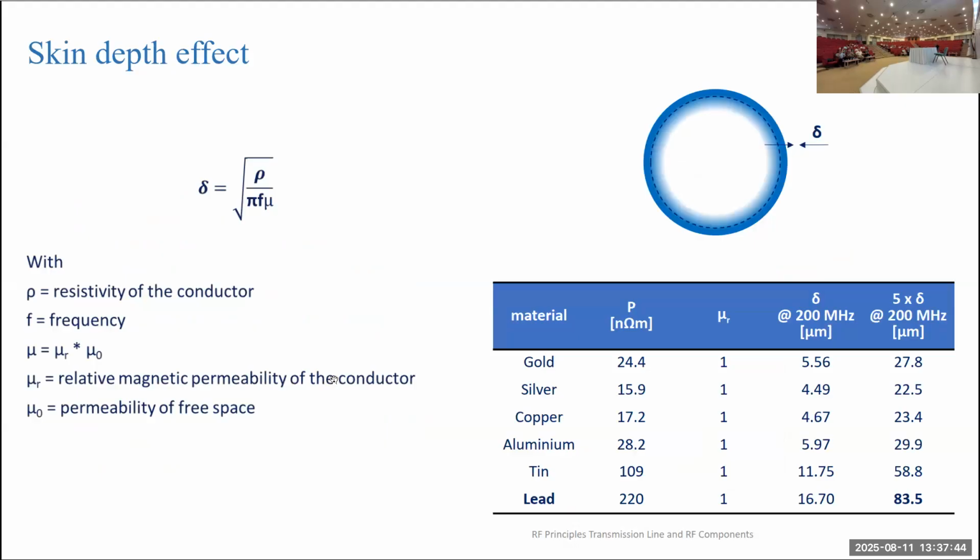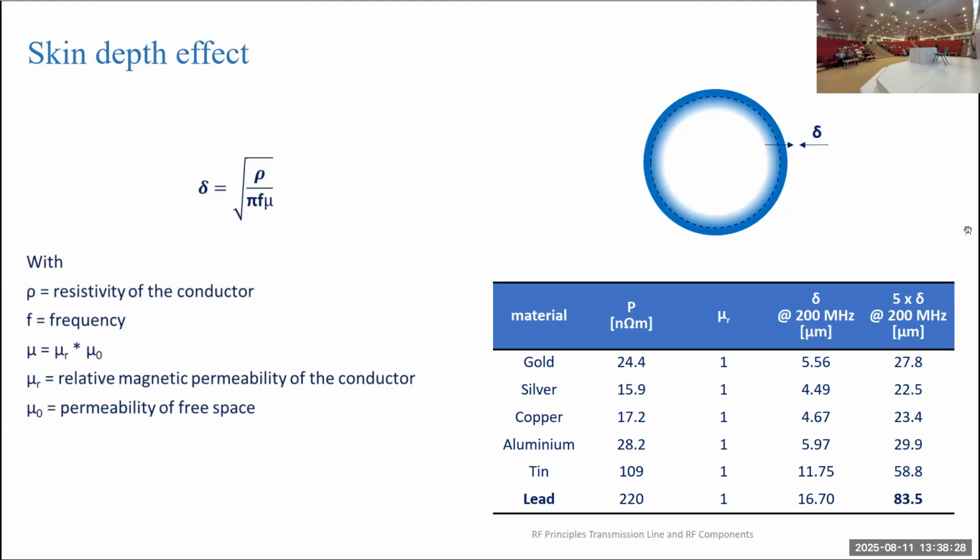So before going to discuss waveguide assembly, we have to consider the skin depth effect. The skin depth effect is defined by this equation. Here, rho is the resistivity of the conductor. For efficient transmission of power, we need very low resistance material for the waveguides. Similarly, the frequency defines the skin depth. As we increase the frequency, the skin depth decreases.